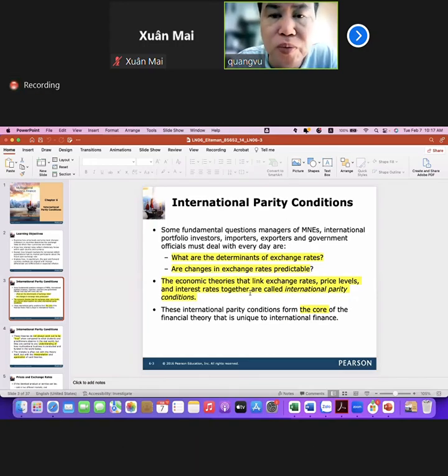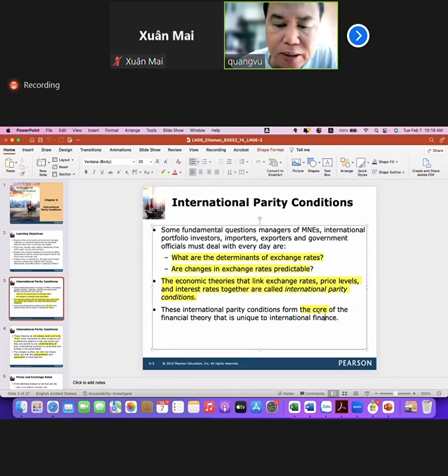and predict the movement of exchange rate in the future for decision making. Yes, and these economic theories are called international price conditions. These international price conditions form the core of financial theory that's unique to international finance only. Very important in international finance. So now I'm hoping all of you understand the meaning of international price conditions. This is the technical term in finance, especially very popular terminology in international finance.